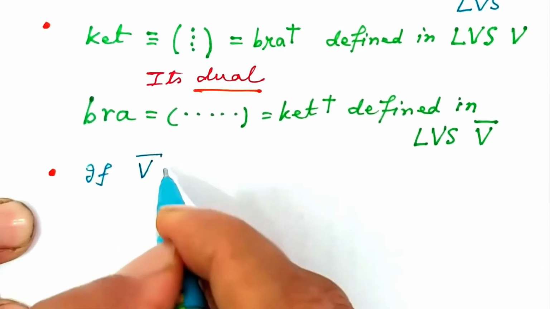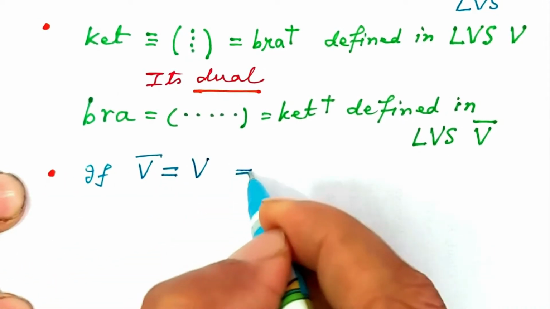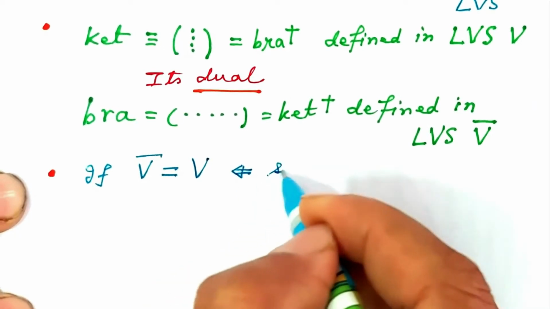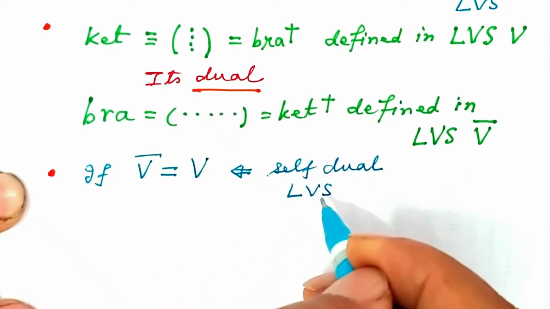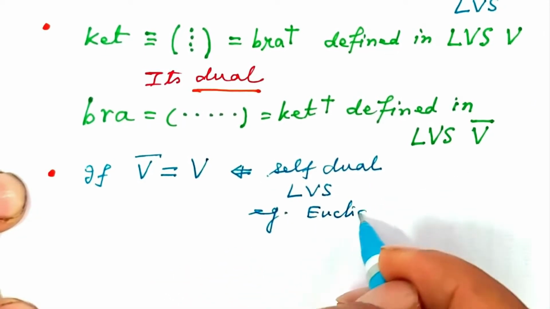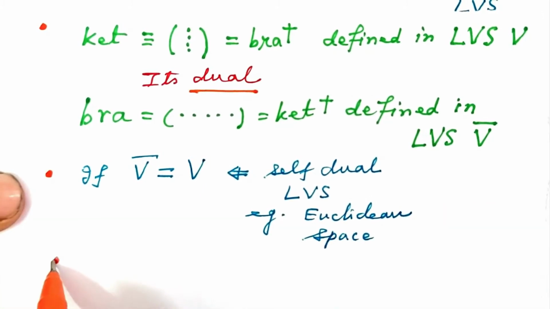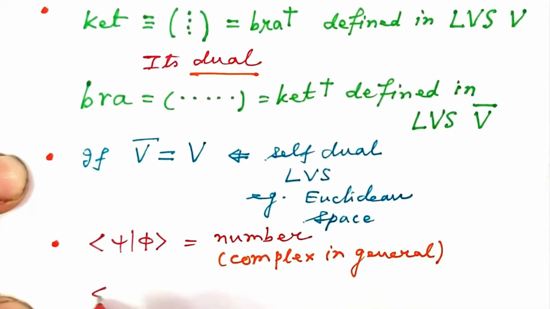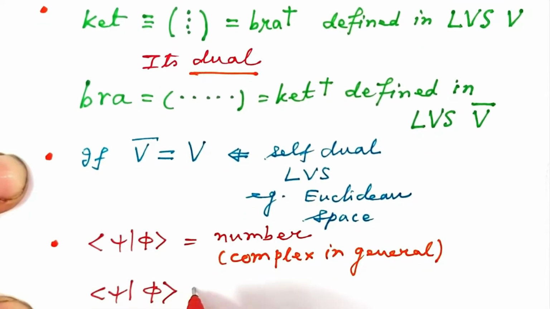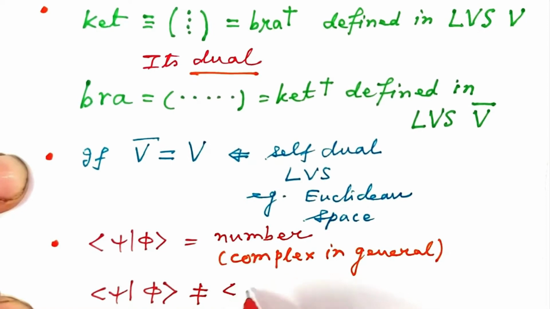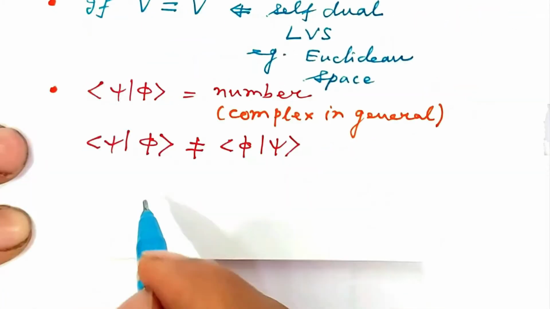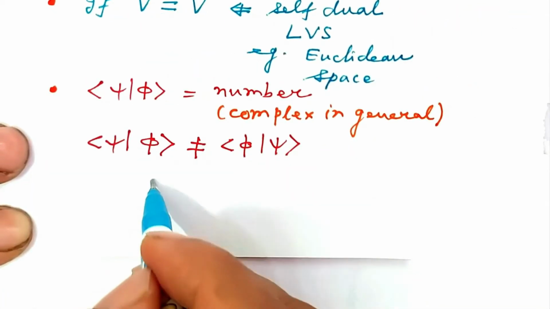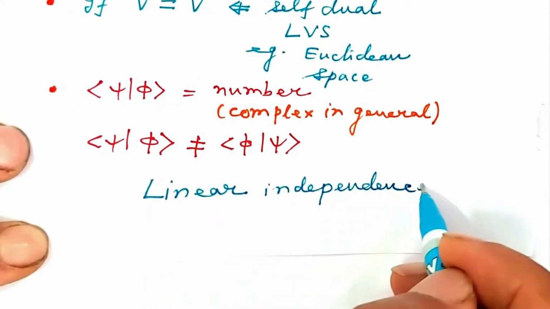If V bar is equal to V, then it is the same space and the space is called self-dual linear vector space, as for example, the Euclidean space. Bra psi ket phi is a number, complex in general. Bra psi ket phi is in general not equal to bra phi ket psi. We now proceed to discuss what we mean by linear independence.